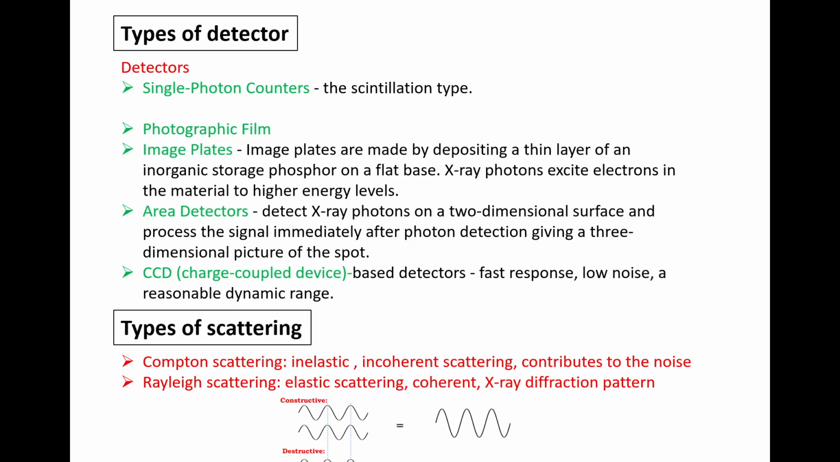The Compton scattering will be mostly by the water molecules, which are not in an order. So they will be doing inelastic incoherent scattering, and they will add up to the noise. Whereas in a three-dimensional crystal, which has a particular order, if you hit the X-rays on that crystal, if it is a proper crystal, it will perform Rayleigh scattering. Rayleigh scattering is an elastic scattering, and it will lead to an X-ray diffraction pattern, which will help us to solve the three-dimensional structure of the protein.